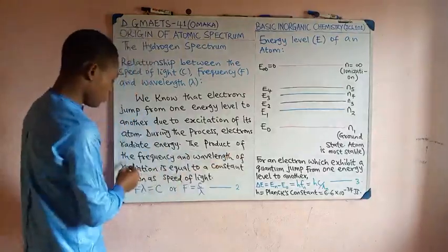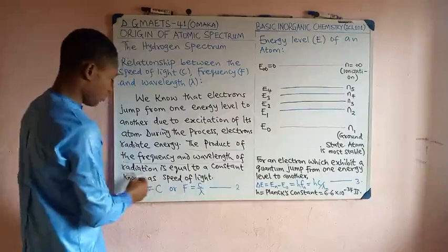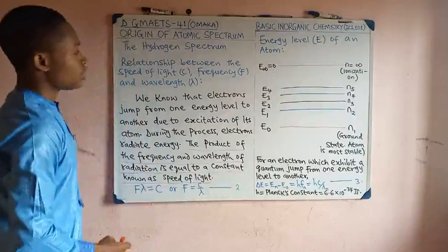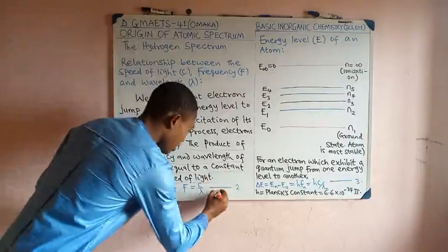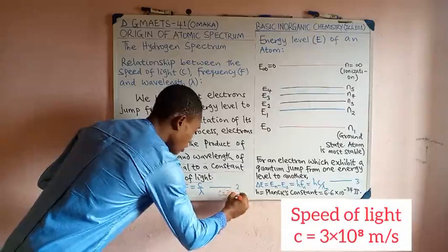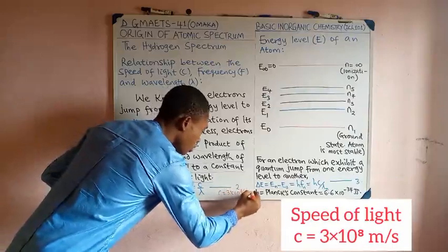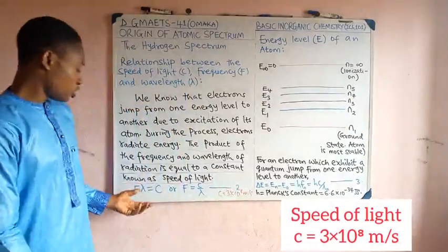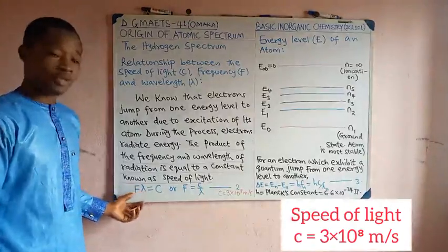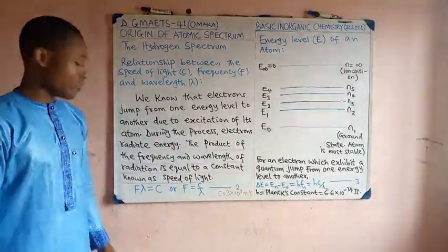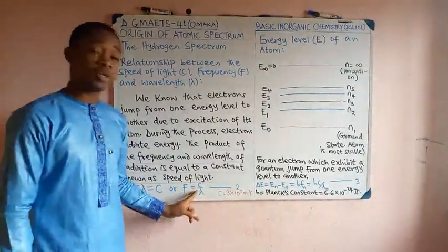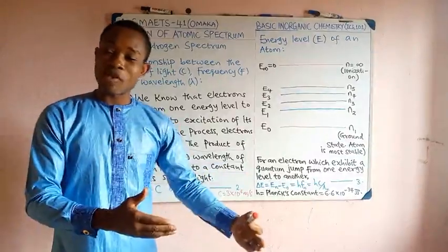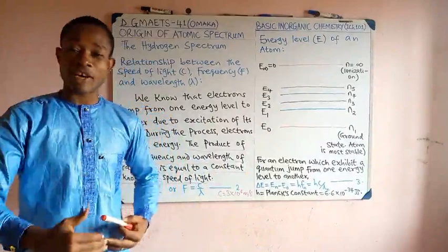So this is the point here. The product of frequency and wavelength of radiation is equal to a constant known as the speed of light. So please take note, the speed of light C is equal to 3 times 10 raised to the power 8 meters per second. That's the value of the speed of light. So this relationship, f times lambda, frequency times wavelength, is equal to C. If you make frequency the subject of the formula, you see the formula to be the speed of light divided by what? Lambda. You can also choose to make lambda, wavelength, the subject of the formula, you get speed of light divided by what? Frequency.